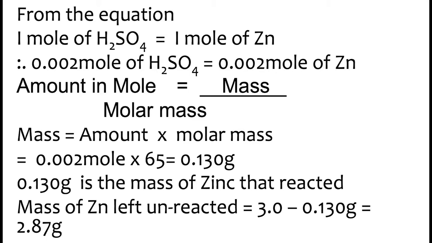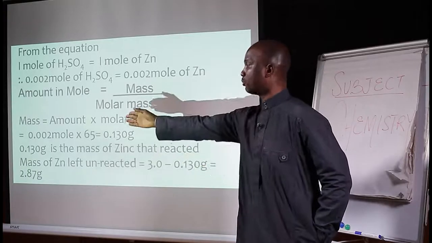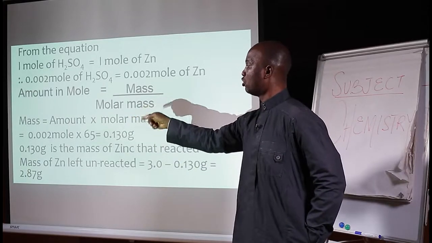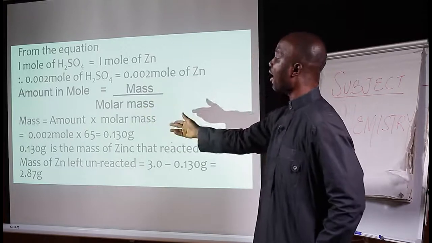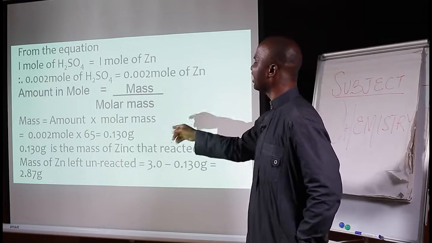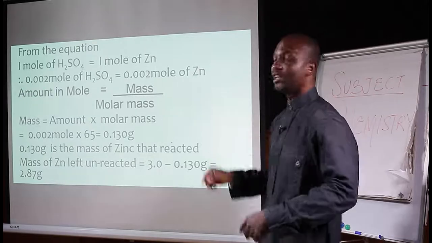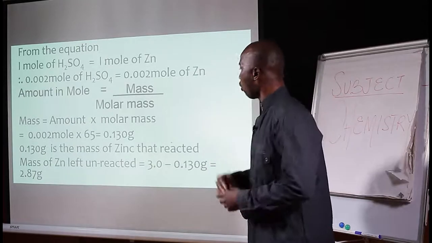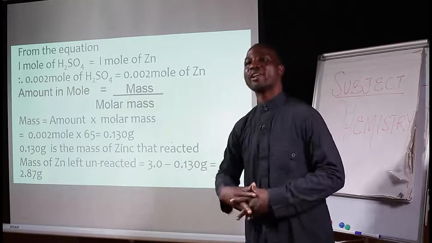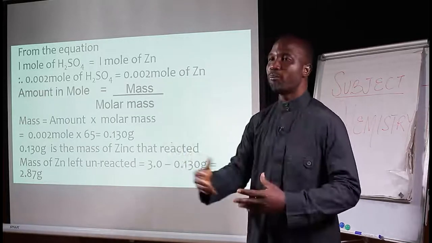Now, our amount in mole is 0.002 moles and our molar mass of zinc is 65, and you make mass the subject of the formula, you have mass is equal to amount times molar mass. So if you substitute our amount as 0.002 moles times 65, you will get 0.130 grams of zinc. It means that 0.130 grams of zinc reacted until completion.